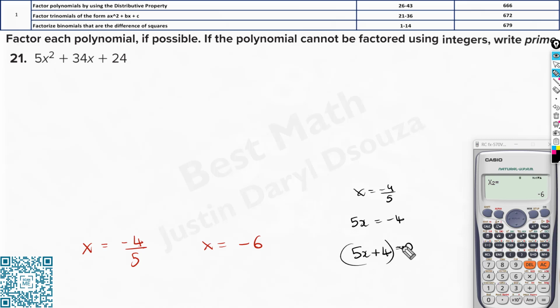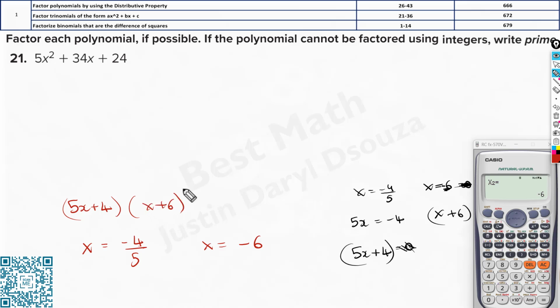Now this is a factor. We don't write equal to 0. We just want the factor. Whereas the next one, x minus 6 equals 0. So, sorry, x equals negative 6. Okay, this is wrong. It's minus 6 over here. So now what you do is take it to the other side. It'll be x plus 6. That's it. That's the factor. So now we will write these two factors here: 5x plus 4 and x plus 6.